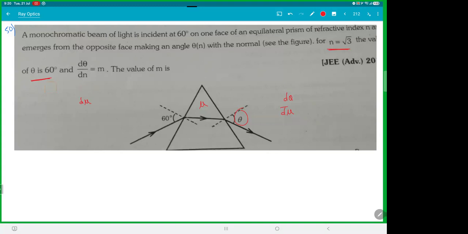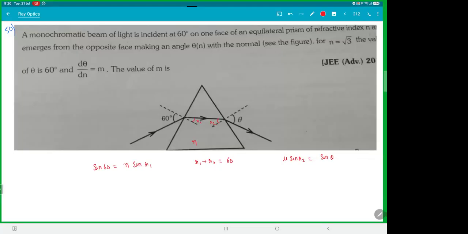Okay, let's see. Let's get the equations. So what all equations do you have? Let this angle be R1, let this angle be R2. So when you're entering here, this is sine 60 is equal to, I'll call it n, refractive index, so n into sine R1. That is one we have. And we also have R1 plus R2 is 60. That is the second one we have. The third one, n sine R2 is equal to sine theta. Thus, we only have these three equations.